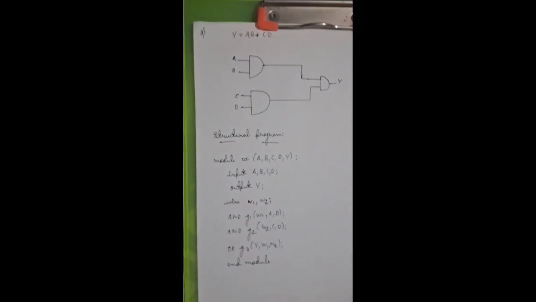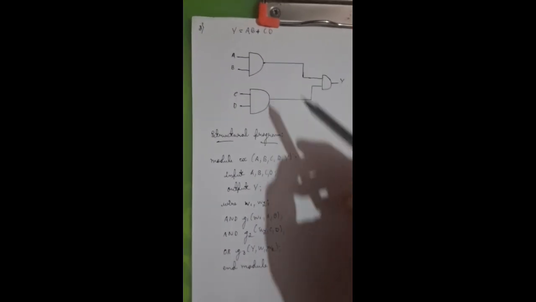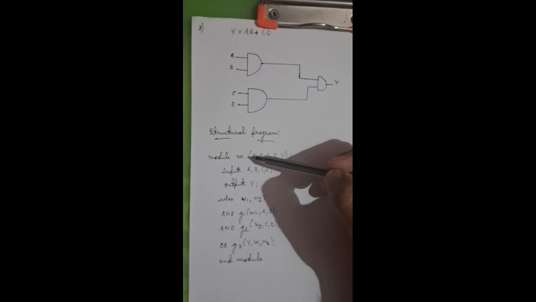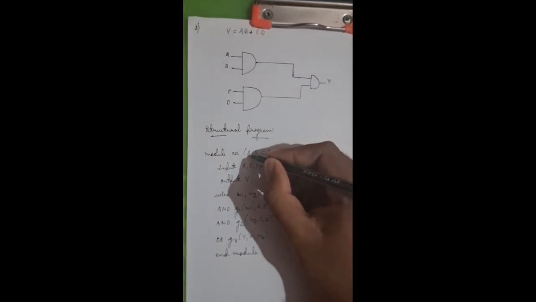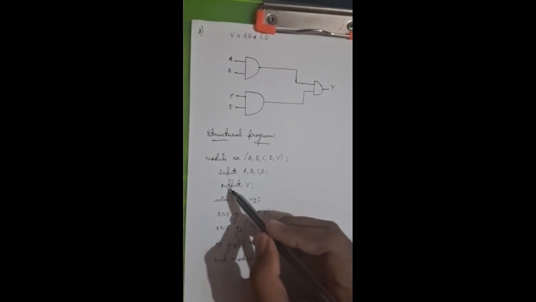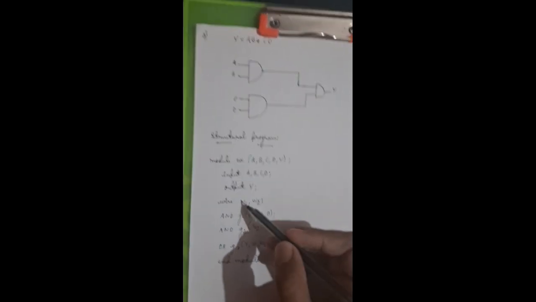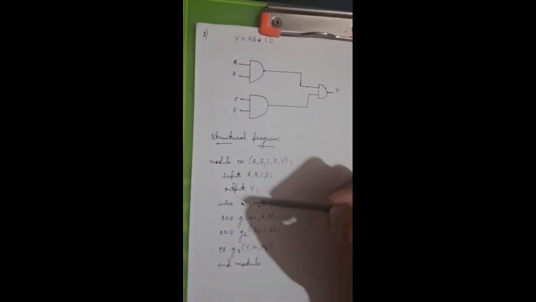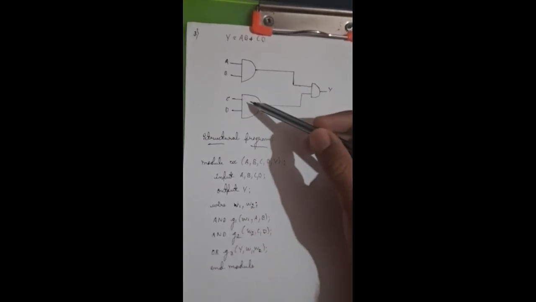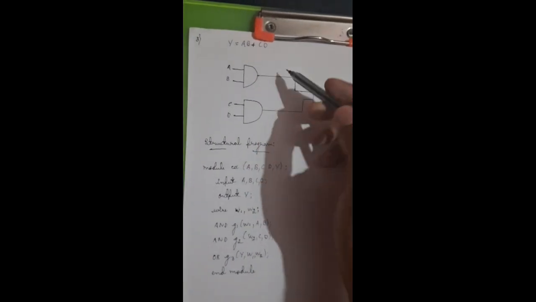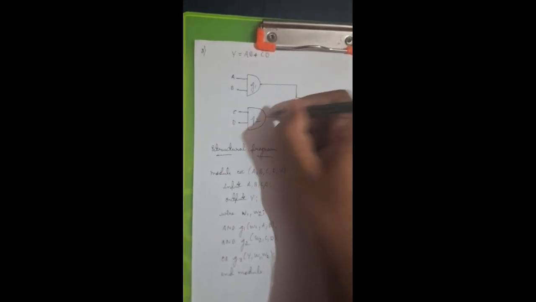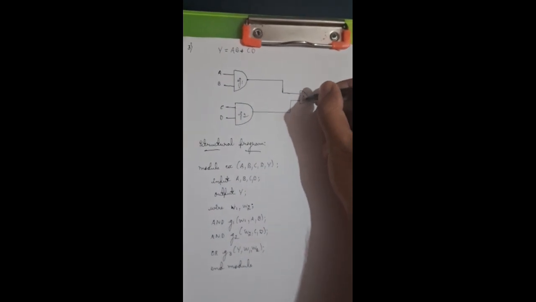Now I have written the structural gate program here. We take the module name as example, with inputs A, B, C, D and output Y. We have taken the output of AB as W1 and W2 as the output of CD. Now this is represented by G1, this is represented by G2, and this will become G3.